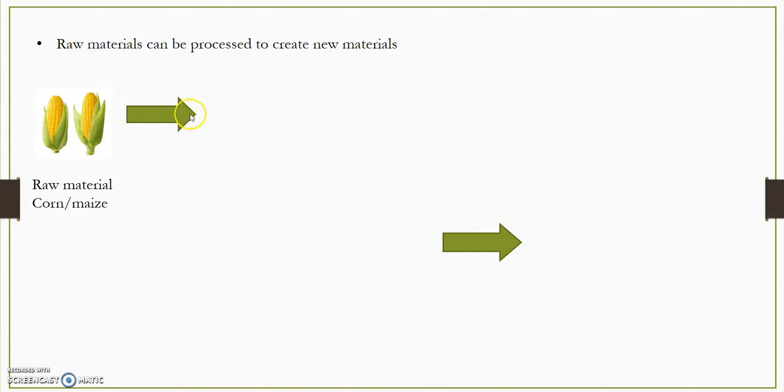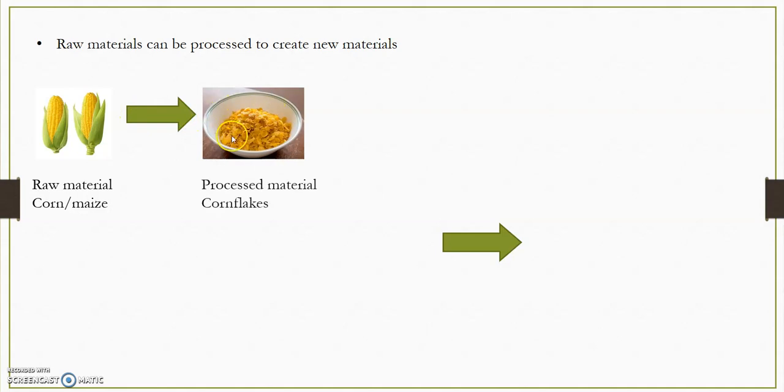We then process that corn or that maize, and look what comes out. We have a totally new product that is processed. Okay, so this is our processed material and it's totally new. This new product looks completely different from the original product. This same product tastes different from that one. Alright, so the raw material looks totally different from the outcome. The raw material will taste completely different from the outcome.